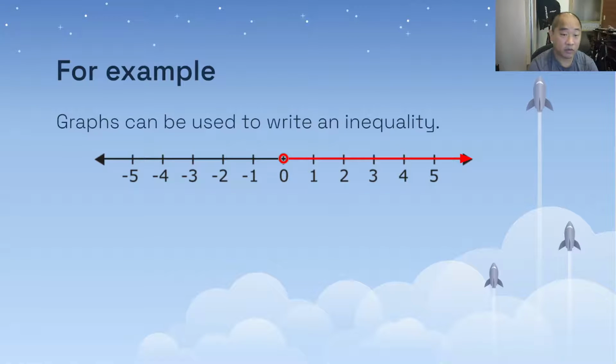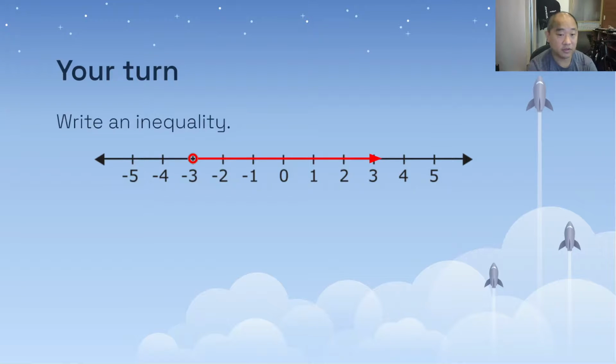Graphs can be used to write an inequality as well. So sometimes you can be given a graph like this, and then you can say x is greater than 0, right? Let me see if you can do it. So you have a variable we can call n. N is greater than -3. Here's another your turn. Here we can say n is less than or equal to -2.